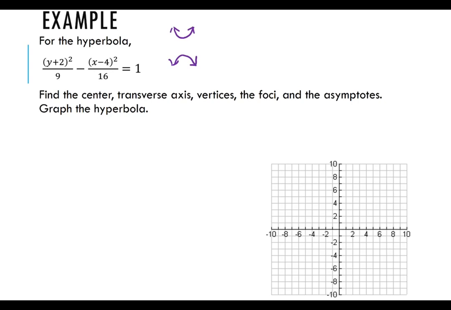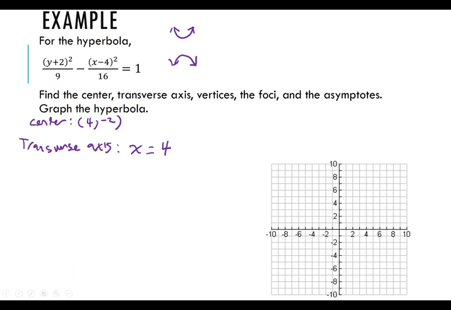So, then what's our center? Well, our center is (h, k), or 4, negative 2. Then we know that our transverse axis has to be a vertical line, so the transverse axis is then x is equal to the x-coordinate of the center, which is 4. Then, if we want, we can just use the grid to help us find everything else.